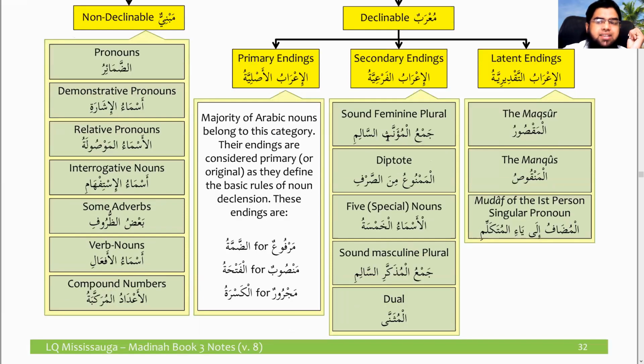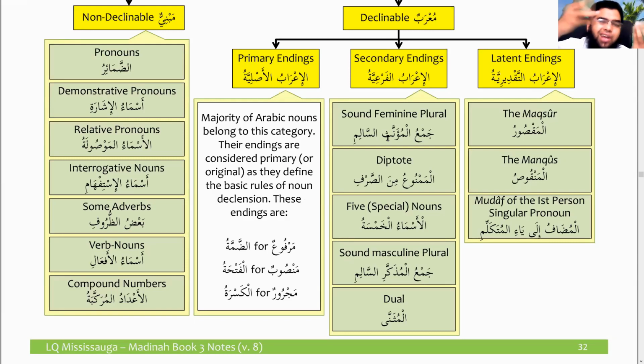Then secondary endings only in 5. We see in 5 secondary endings: muzakkar salim, muannas salim, asmaul khamsa, ghair munsarif, and musanna, and mamnu min as-sarf. So plurals. Remember, duals, or both plurals, that became 3. Diptotes, that's 4, and there's one more.